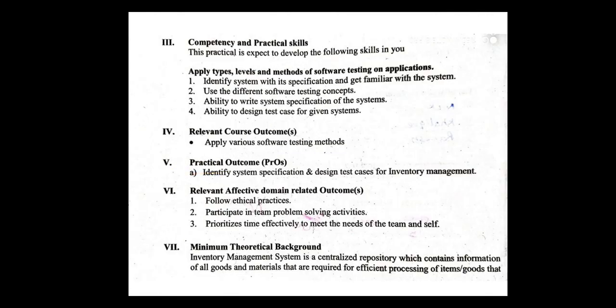Next are the competency and practical skills. What skills are built in you after performing this practical? You are going to be able to apply types, levels and methods of software testing on an application. What different activities are you going to be able to do? First is identifying the system and its specification and getting familiar with the system. Then use the different software testing concepts. The next one is the ability to write the system specification of the system. The fourth one is the ability to design test cases for a given system.